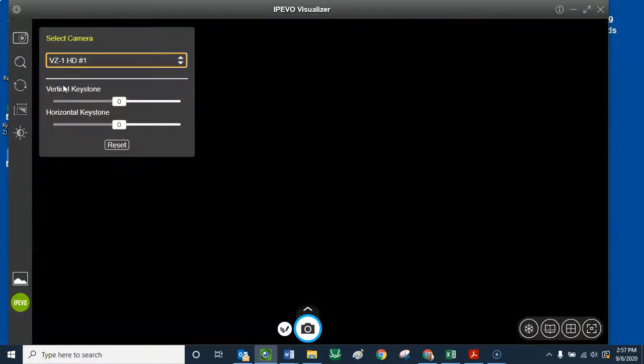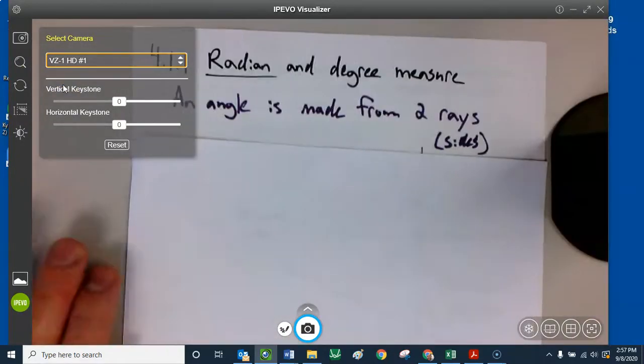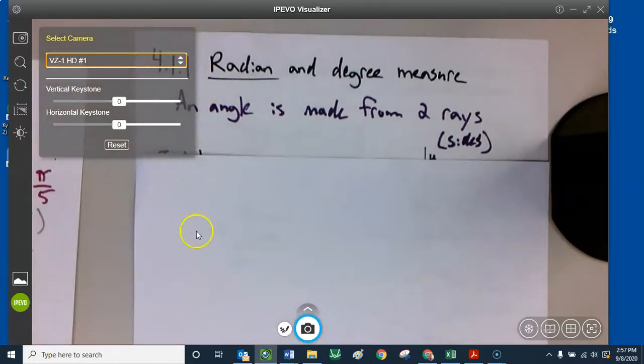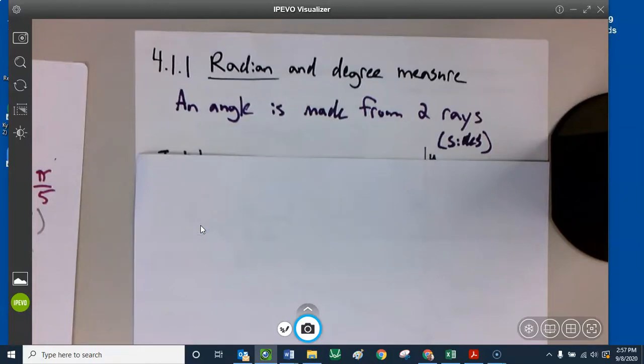First thing I want to talk about. This is 4-1. If you want to put this in your notes, be my guest. All quizzes are open notes. To be able to measure an angle, we first have to draw an angle. And an angle is made from two rays, two sides. We talked about that before, okay?